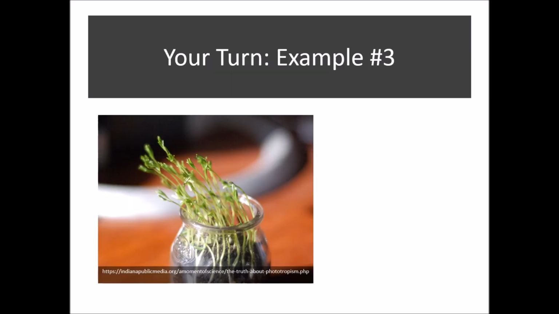Now it's your turn to work through the steps of the scientific method with a biological example. So on the bottom half of page 3, you see a table that says example 3. Here's a picture for you to make an observation about. So please make an observation about the little sprouts that are growing in this jar and write that on the first line of the example 3 table. What's your next step going to be? Ask a question.